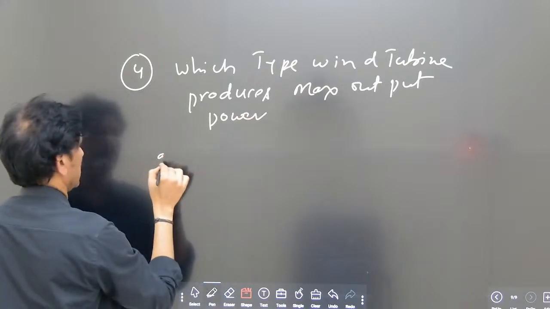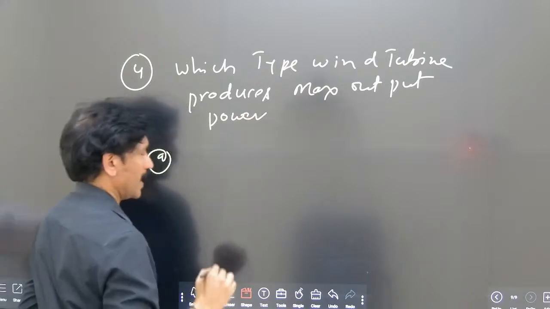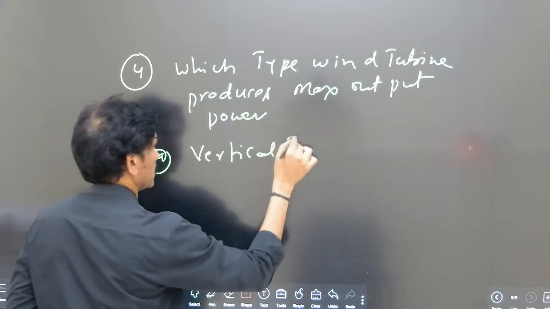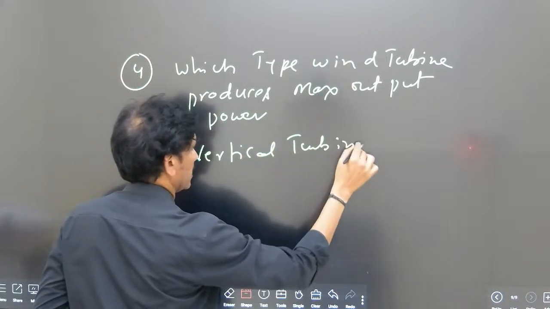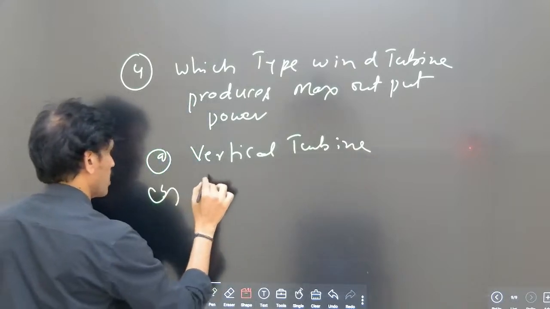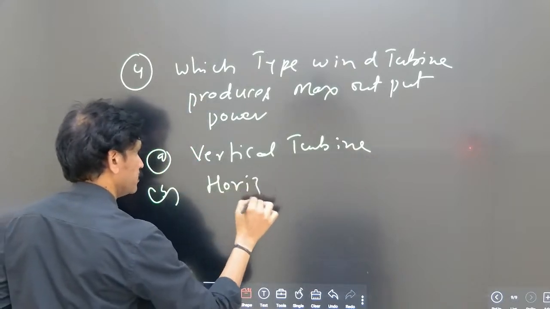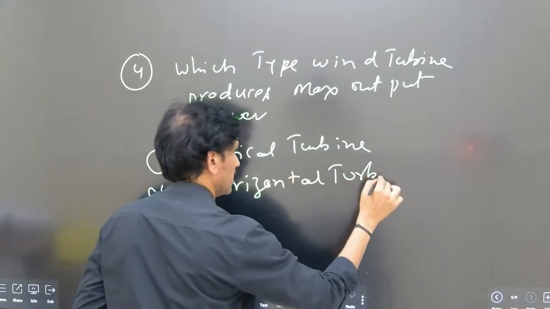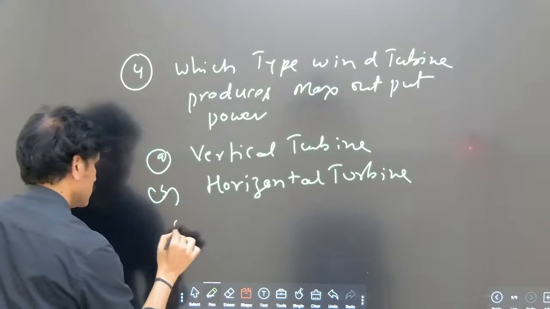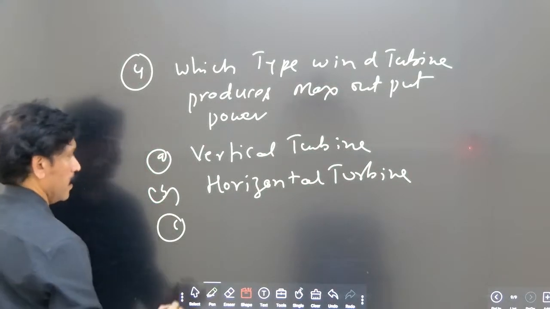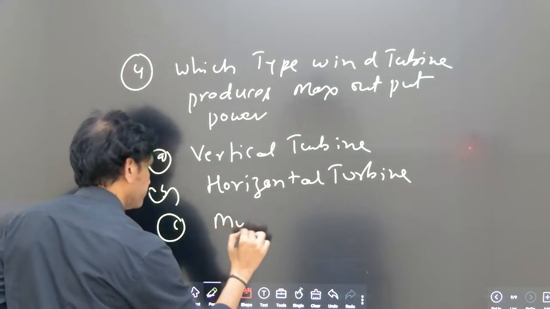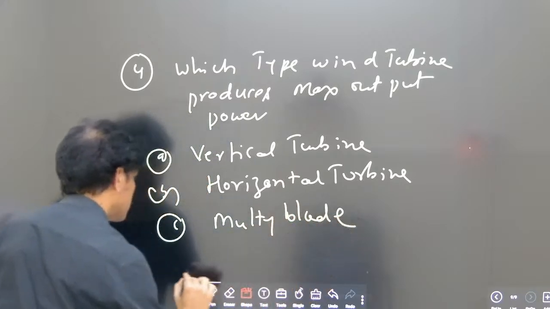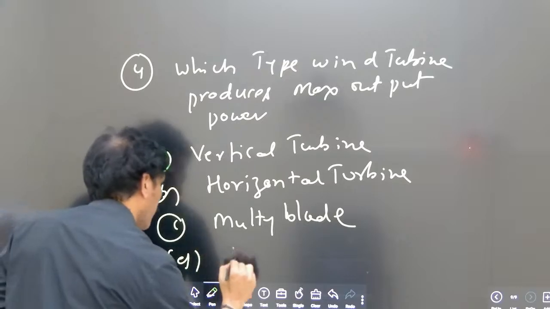A, vertical turbine. B, horizontal turbine. C, multi blades. D, two blades.